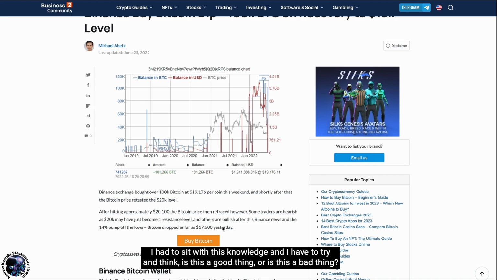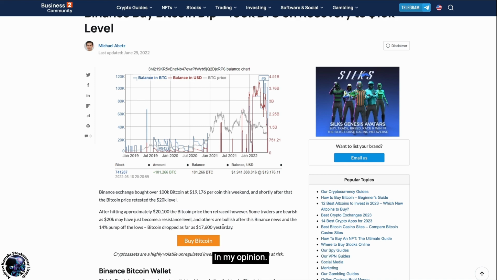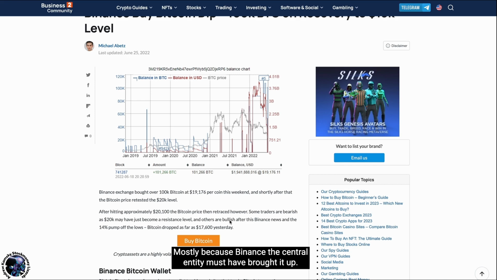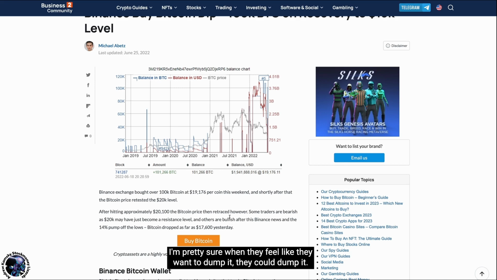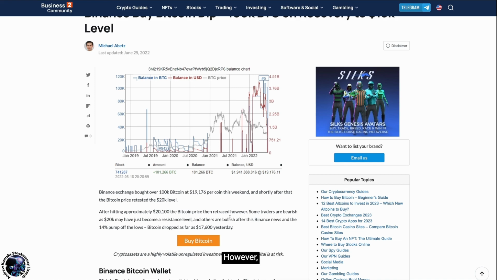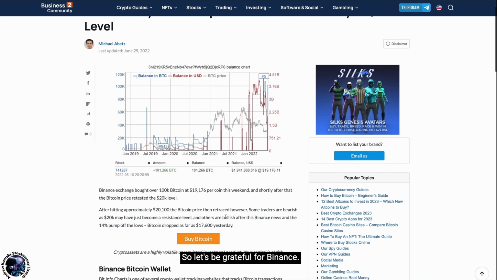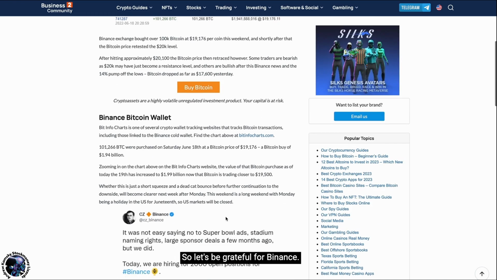So if Binance started this bull run, I had to sit with this knowledge and try to think, is this a good thing or a bad thing? In my opinion, I'm neutral. I don't think it's a bad thing. I don't think it's an amazing thing, mostly because Binance, the central entity, must have bought it up, and I'm pretty sure when they feel like they want to dump it, they could dump it. However, it was the first major move of the market, so let's be grateful for Binance.